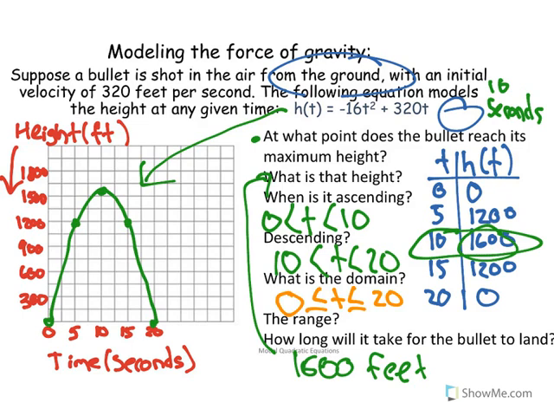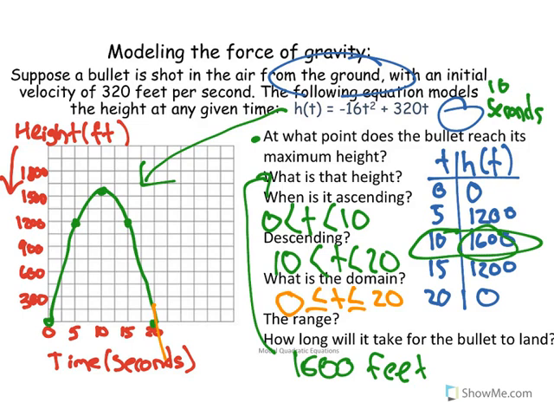Where was it at 1? Well, we can sub in 1 and we get something like 304. We could sub in 2. We can sub in everything up to 20. If you sub in 25, you're going to get a negative answer, which is not valid, right? The ball doesn't come down through the floor.